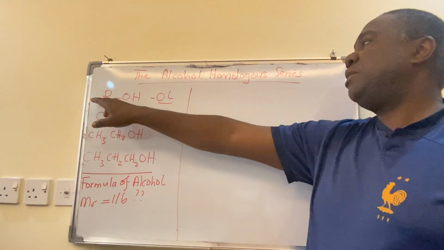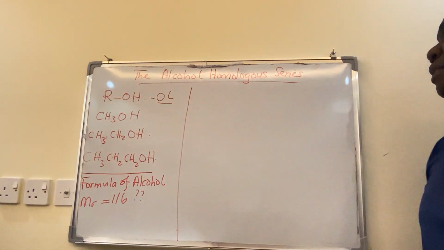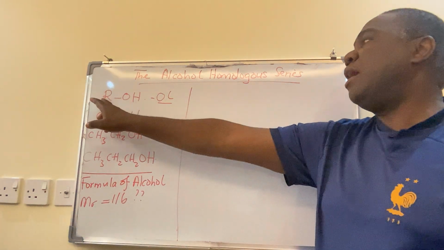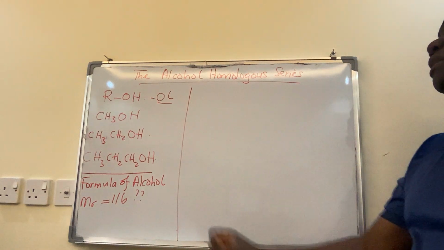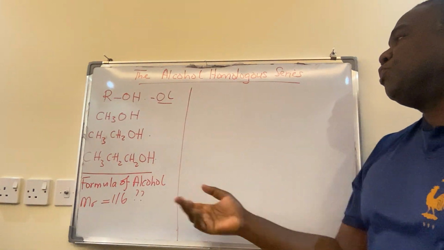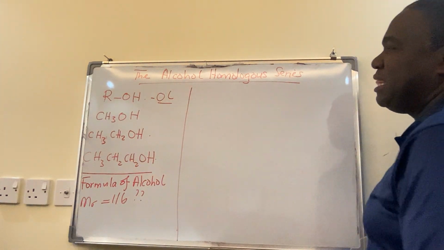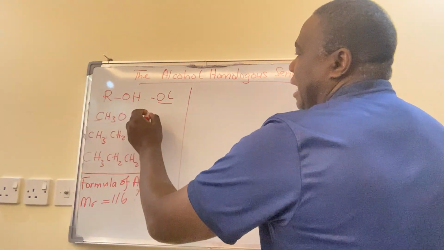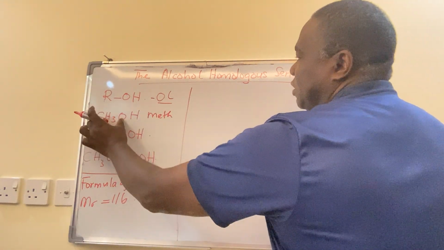So we have a general structure for alcohols. We have the R group, which will be our hydrocarbon part, and at the end we have the OH group. The first one will be methanol. When there's one carbon, the prefix will be meth. So this one is methanol.